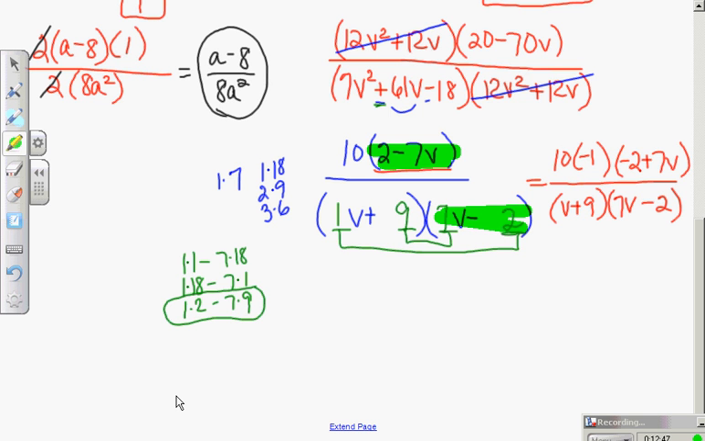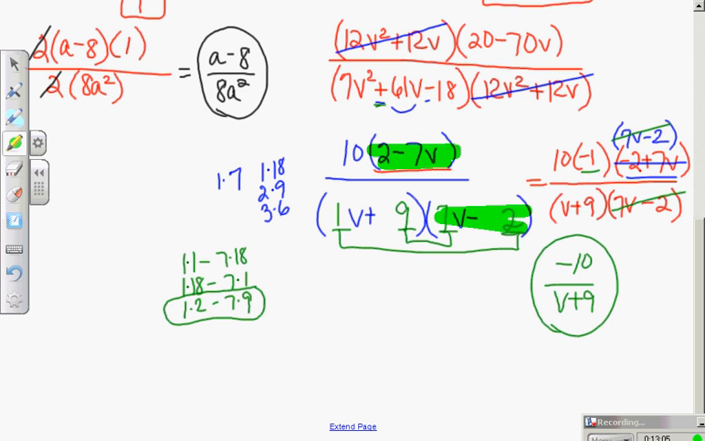And why I would do that is because now, if you think about rearranging this one right here to 7v minus 2, which is the exact same thing. Now those are the same. I can cancel. Don't lose track of that negative, and I have negative 10 over v plus 9. You can't arbitrarily just switch them because it's not an equality, so you can't switch both sides. You physically have to factor out a negative.